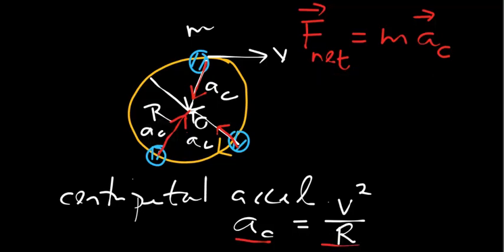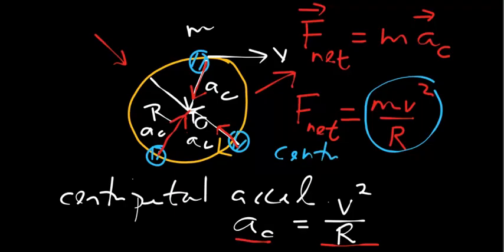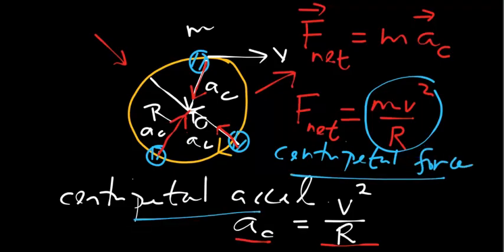When we substitute the expression for the magnitude of the centripetal acceleration in this equation, we see that the magnitude of that net force that is involved in a uniform circular motion, such as the one shown here, will simply become mv squared over r, where v is that constant speed that is involved in a uniform circular motion, and r is the radius of that circular trajectory. So the expression on the right is what we call the centripetal force. So it is the force that corresponds to centripetal acceleration.